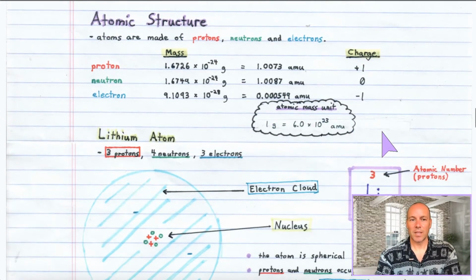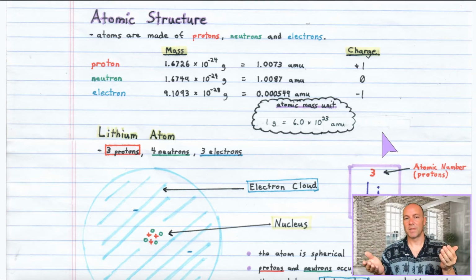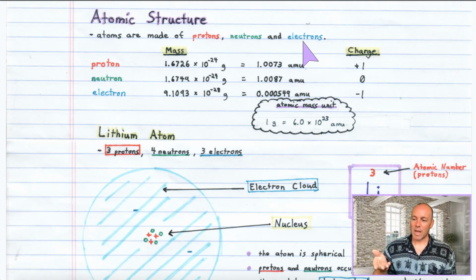So what is inside of an atom? What does make carbon atoms different than oxygen atoms? It's the subatomic particles. Atoms are made of protons, neutrons, and electrons. And the reason a carbon atom is different than an oxygen atom is because it contains different numbers of these particles.